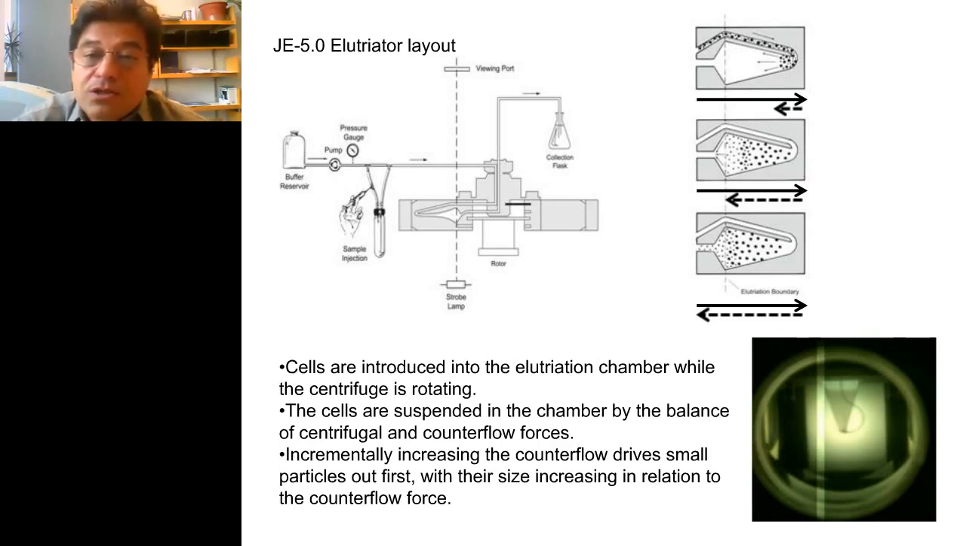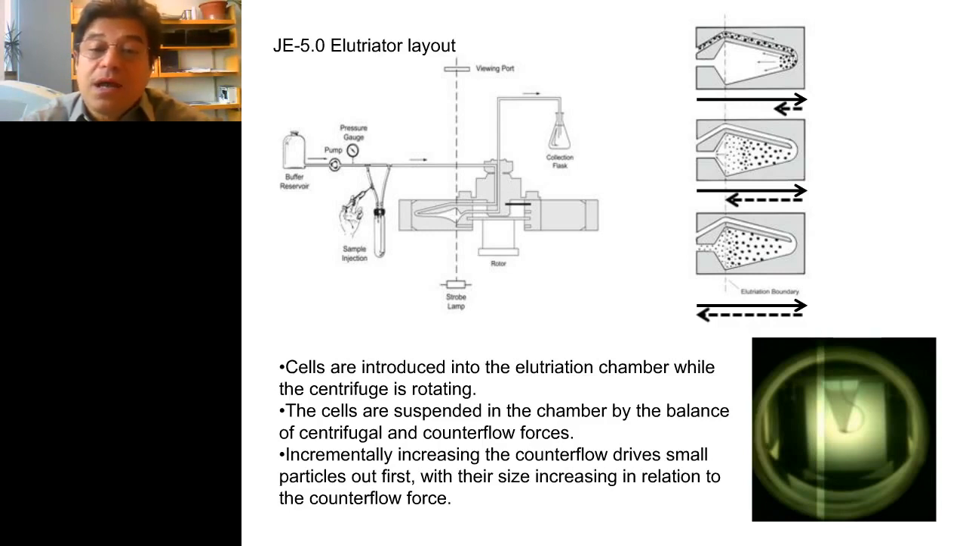So the majority of the force on the cells is the standard G force from the centrifuge. The centripetal force is minimal at this point, and you can see that by our little diagram here. That is what allows you to retain those cells in the chamber to get them loaded in the first place.